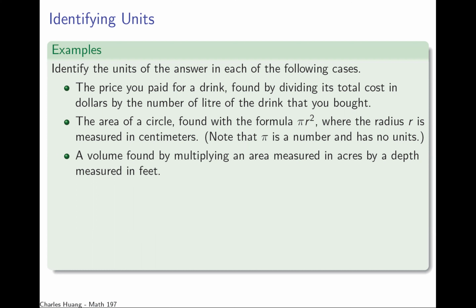So in the first example, we want to take the price, the cost, and we want to divide it by the number of liters that we're drinking. So the unit would be dollars per liter because we are dividing.